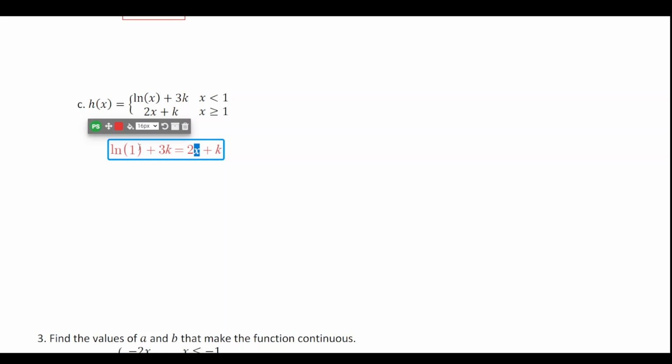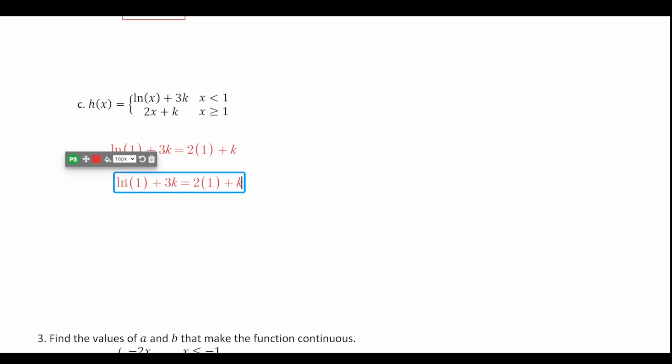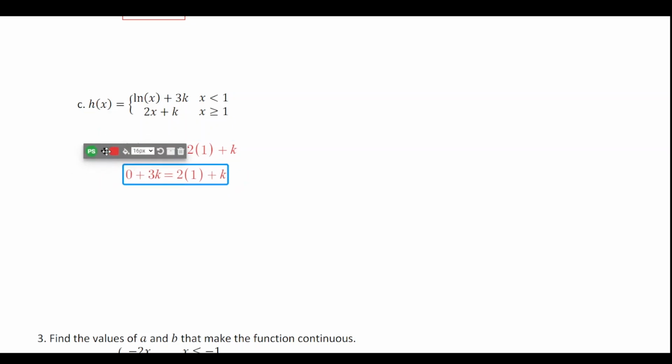So we get the natural log of 1, and then we got 2 times 1 over here. So the natural log of 1 is 0. And you can go back to our unit on logarithms if you just want some clarification there. But yeah, the log with any base of 1 is going to be 0. 2 times 1 is 2.